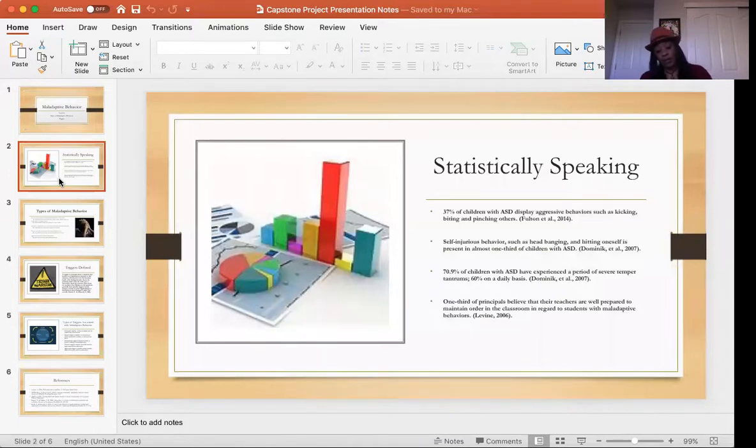So 37% of children with ASD display aggressive behaviors such as kicking, biting, pinching, and others. Self-injurious behaviors such as headbanging, hitting oneself is present in almost 1/3 of children with ASD. And 70.9% of children with ASD have experienced a period of severe tantrums, 60% of them on a daily basis. And lastly, 1/3 of principals believe that their teachers are not well prepared to maintain order in the classroom in regard to students with maladaptive behaviors.